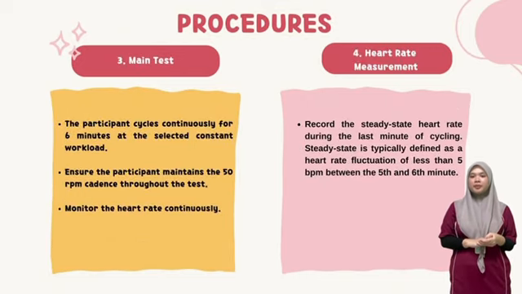The third procedure is the main test. The participants cycle continuously for 6 minutes at the selected constant workload. Ensure the participant maintains the 50 RPM cadence throughout the test. Monitor the heart rate continuously, especially during the final minutes.